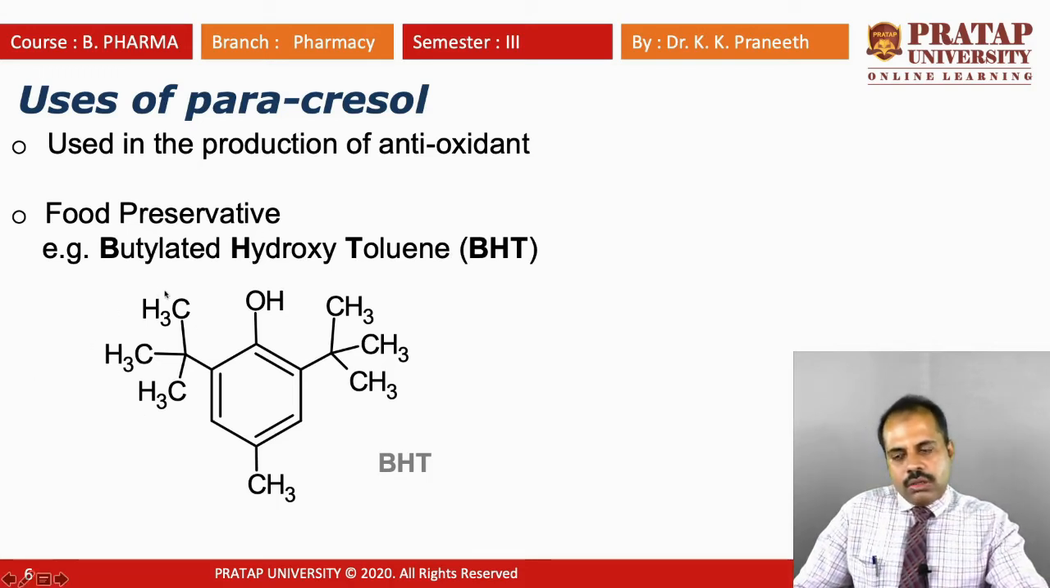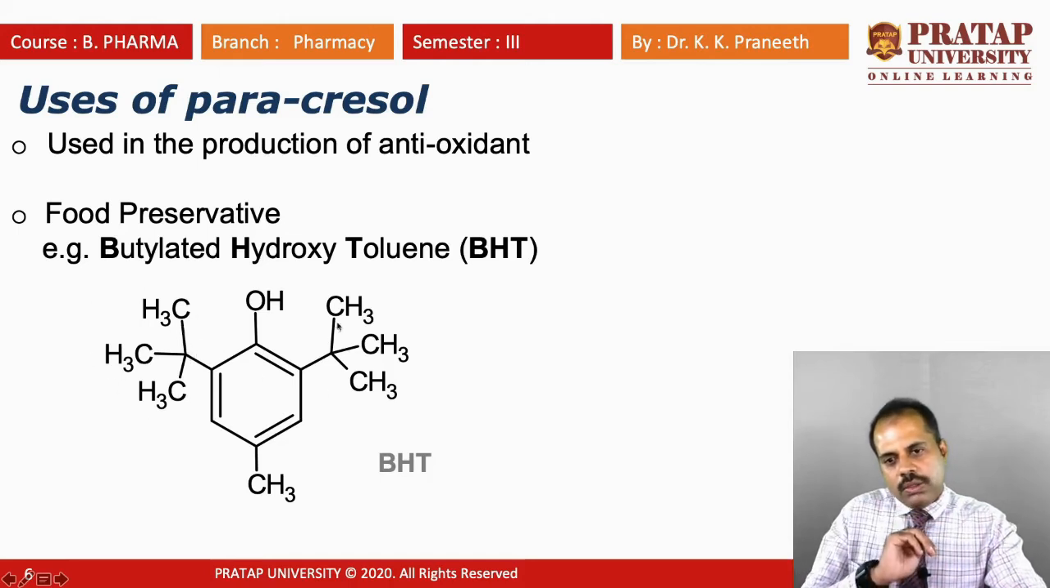In this one, we have to see that the butyl group is attached at the two ortho positions, right? This is also an ortho position, and this is also an ortho position. At the two ortho positions, two butyl groups are attached. A butyl group has four carbons, and this is a tertiary butyl group: CH3, CH3, CH3 and the central carbon. Here also, four carbons: 1, 2, 3, and this one. So this is the butylated hydroxytoluene, right?